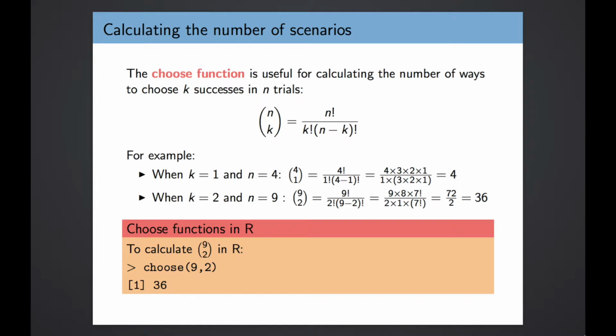You can calculate choose functions manually. You can also use the calculator built into R by using the function choose(n, k). So when n is equal to 9 and k is equal to 2, as in our second example here, we'd say choose(9, 2), and we would get the answer 36.